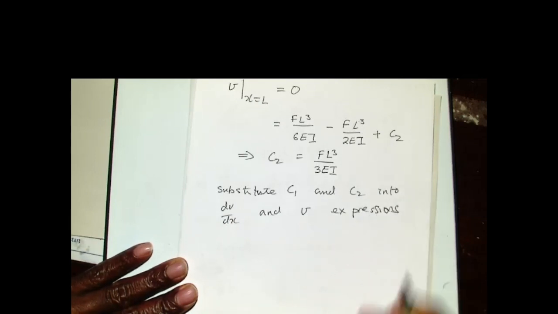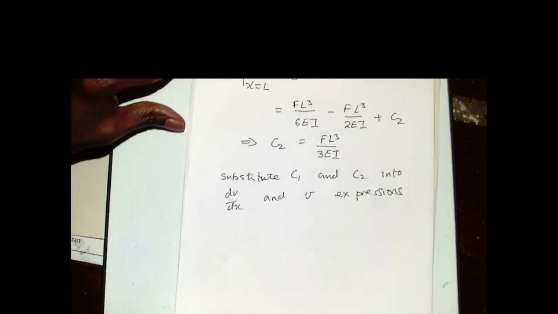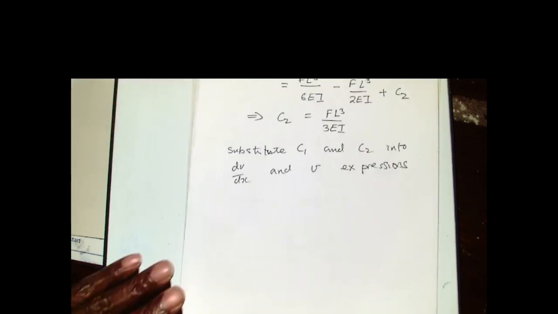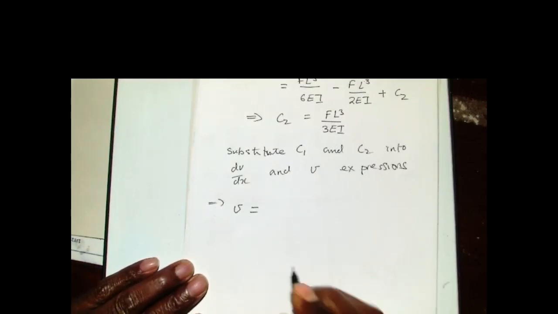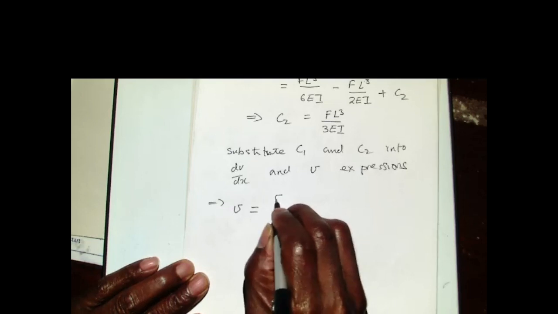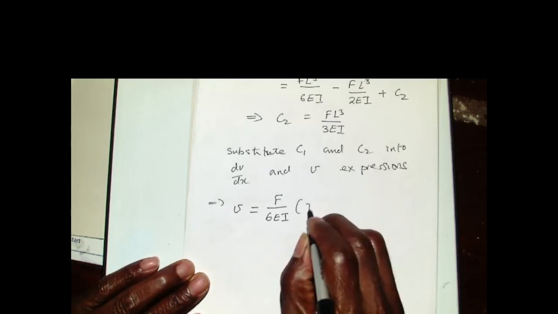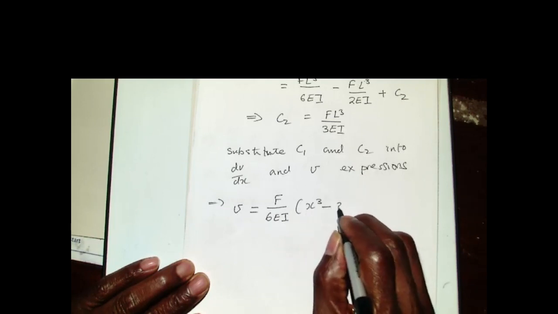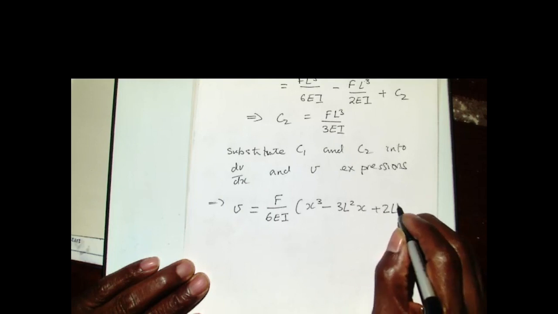If you put that back into the two expressions for the slope and the vertical deflection, we'll be able to find what V is. So we now have the deflection V, which is positive downwards, will be F all over 6 EI, x cubed minus 3L squared x plus 2L cubed.